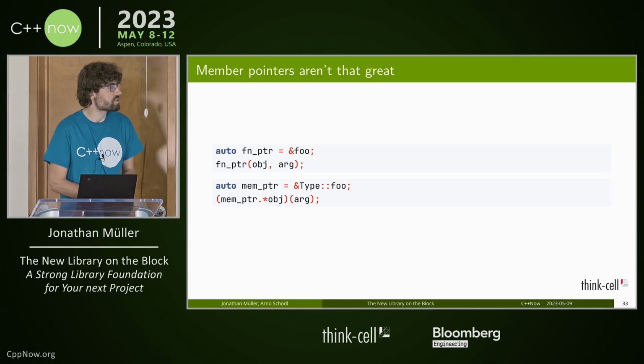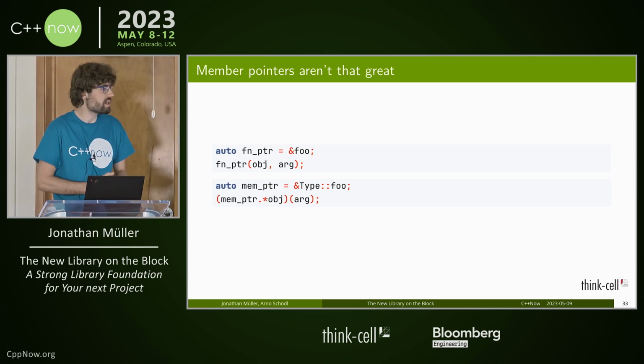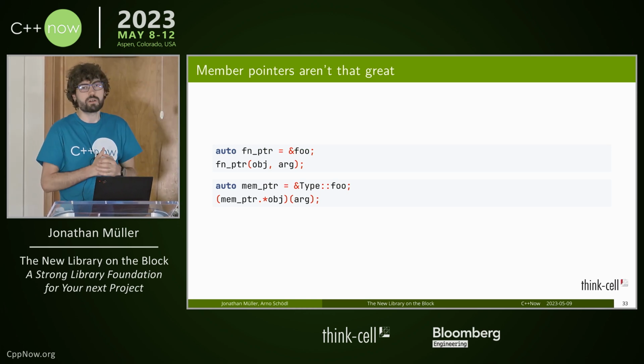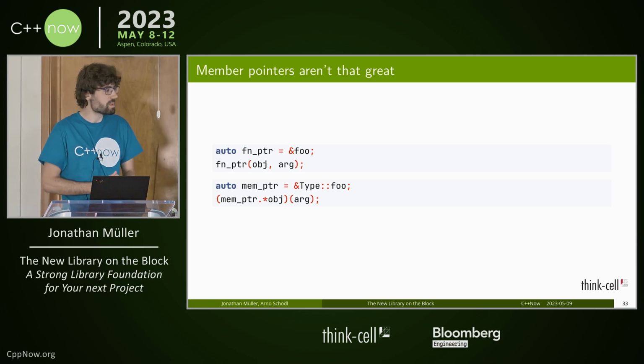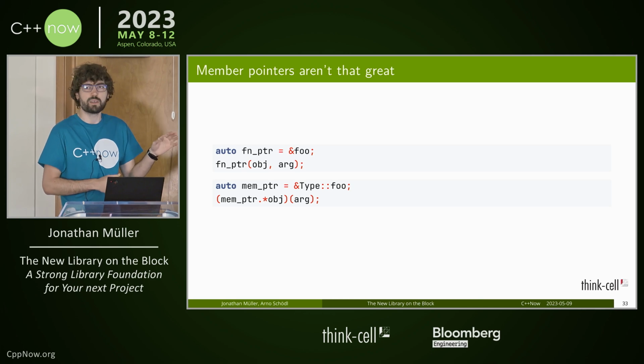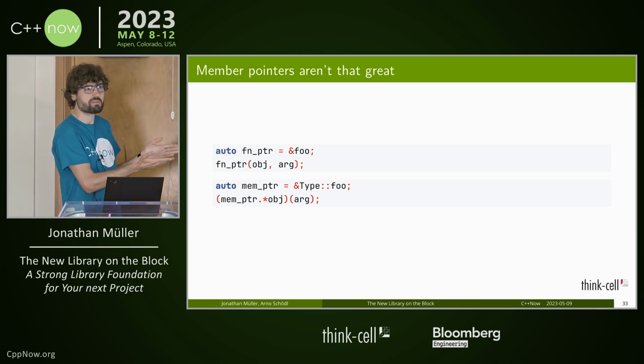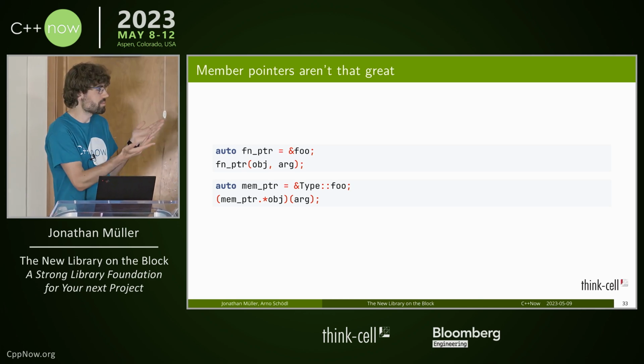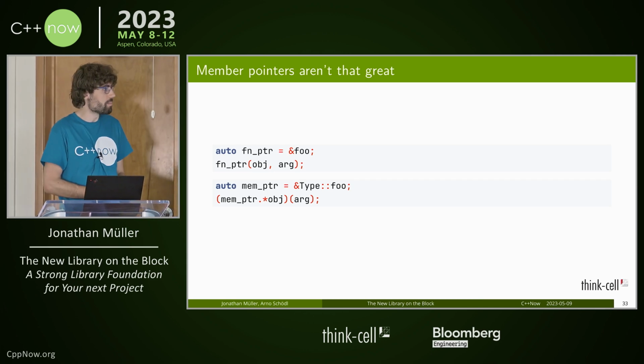The same logic applies to member pointers. Member pointers aren't great either. At least when you have a function pointer, you can call it with the regular function syntax. But when you have a member pointer, you have to use this weird syntax with the dot star, and the operator has the wrong precedence, so you always have to put it in parens. Like, I don't know why that is.